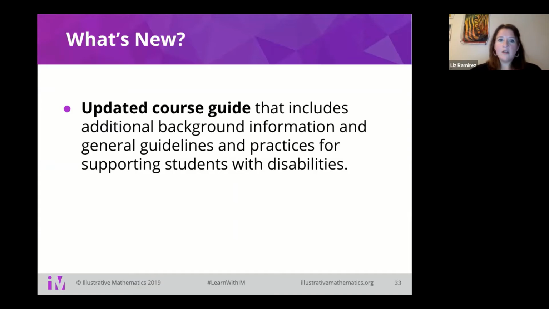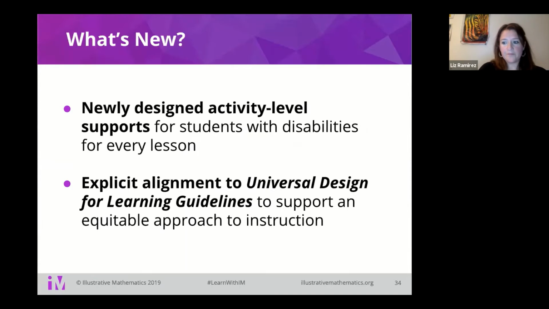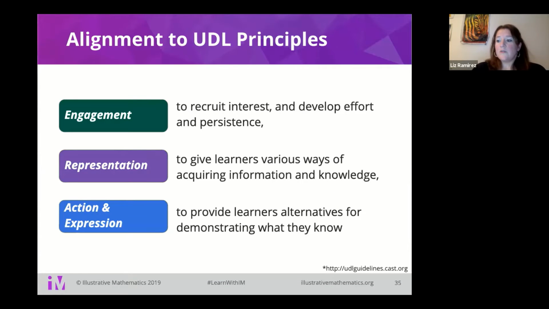The additional supports for students with disabilities have been completely redesigned. Supports are now informed by and aligned to the Universal Design for Learning guidelines to support an equitable approach to instruction. So the supports for students with disabilities offer teachers suggestions to provide access through multiple means of engagement, representation, and action and expression. And for each of these three principles, there are 3 levels of support: supports that provide initial access, supports that help build or develop understanding, and then supports that are designed to help students internalize their learning.